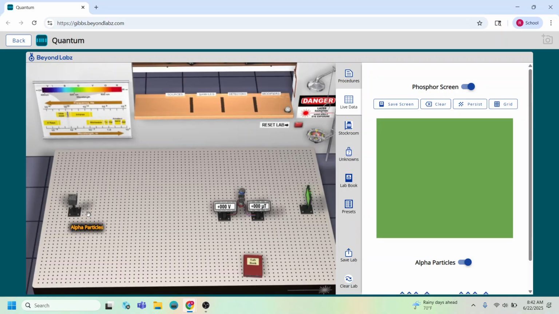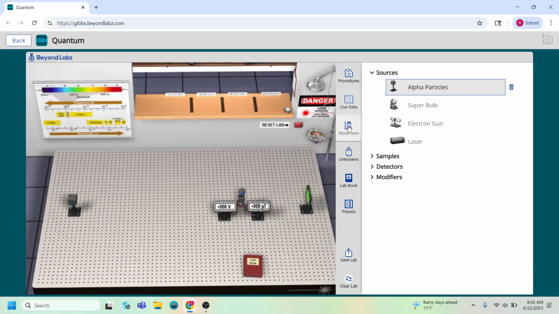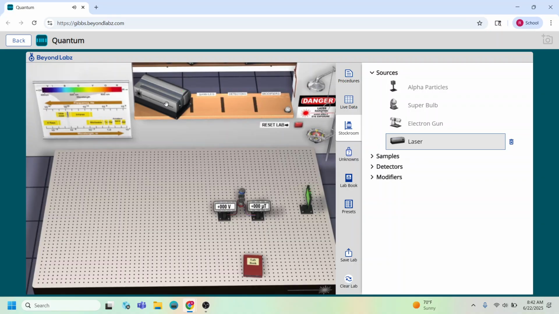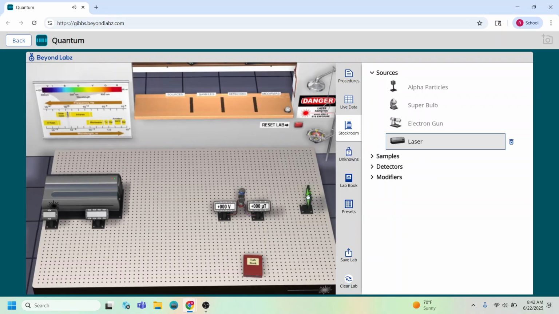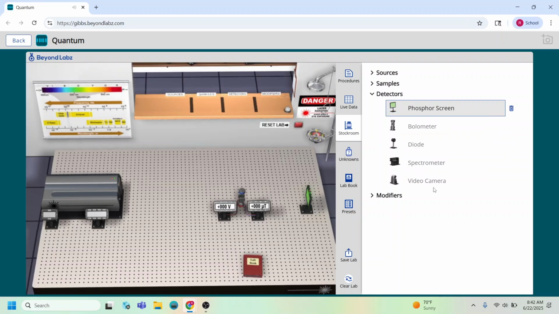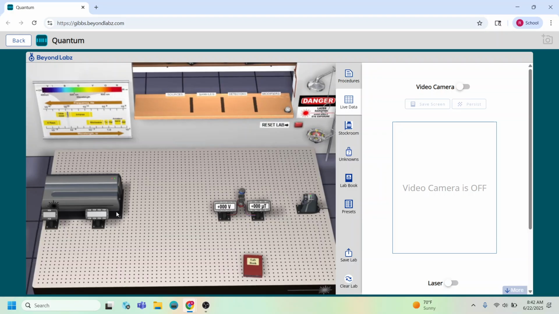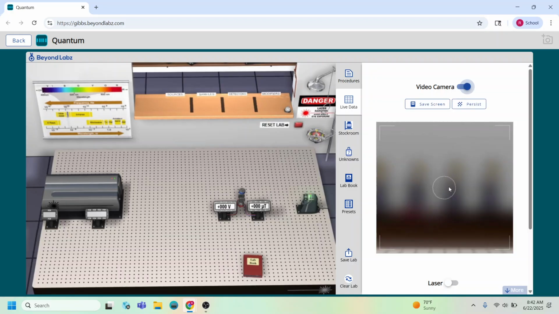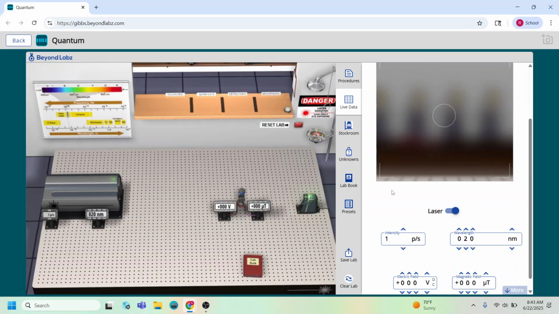The last part of this experiment, we are going to change the alpha source into an X-ray source. So we're going to go to the stock room. We're going to delete the alpha source. We're going to choose the laser source, bring it to the station. And then we no longer need the detector, so we're going to replace that with a video camera. The video camera will record the X-rays. And then we're going to go to the live data. We're going to turn the video camera on, and we're going to turn the laser on.